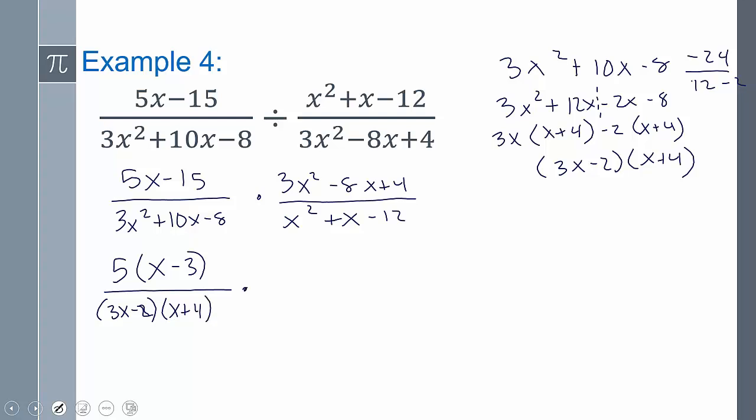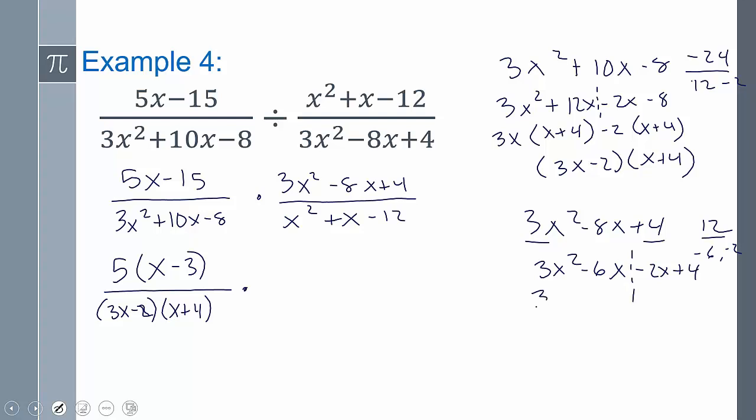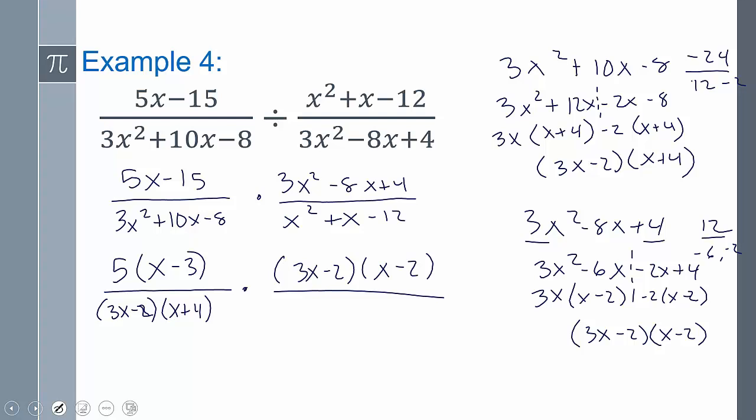And we get times. And then this one, 3x squared minus 8x plus 4, a times c, you get 12. Factors that add to negative 8. So that's going to be negative 6 and negative 2. So then we get 3x squared minus 6x minus 2x plus 4. So we factor out 3x and then negative 2. So 3x minus 2 times x minus 2. And then on the bottom, a times c, negative 12. Factors that add to positive 1, so that'll be x plus 4 and x minus 3.